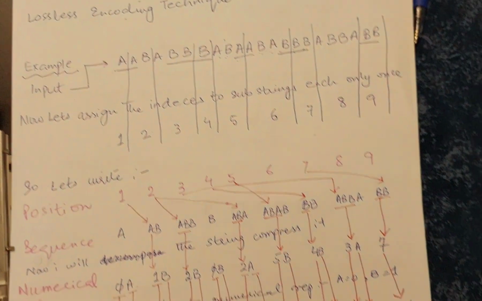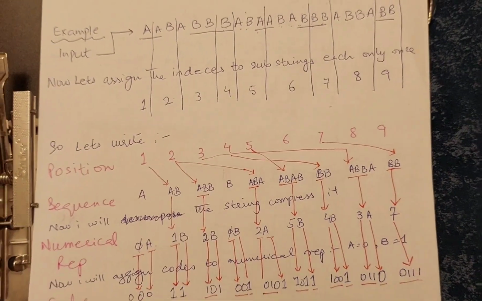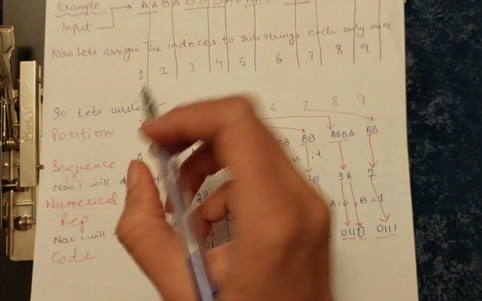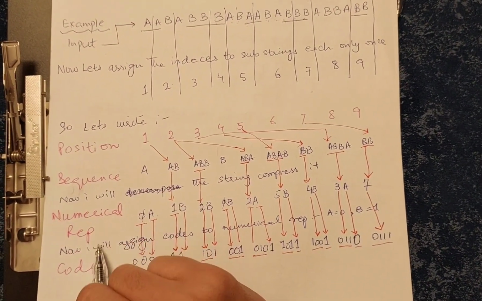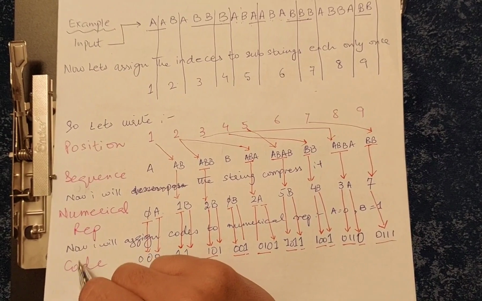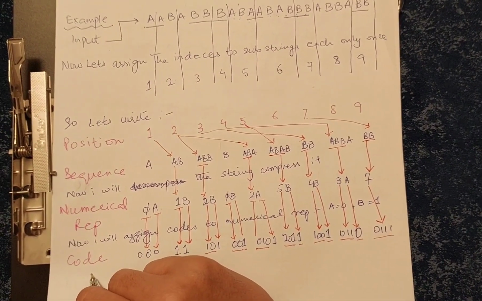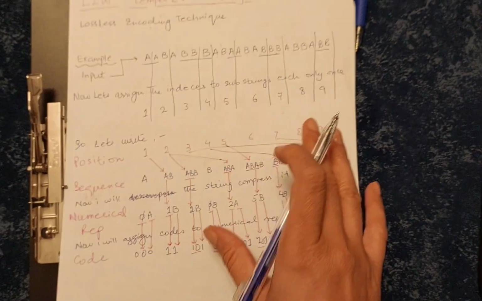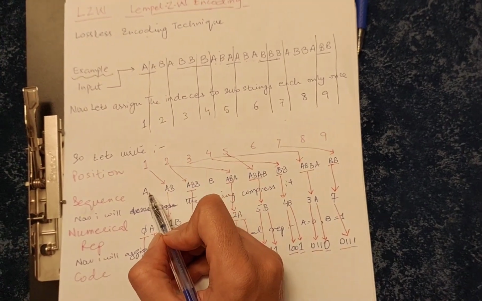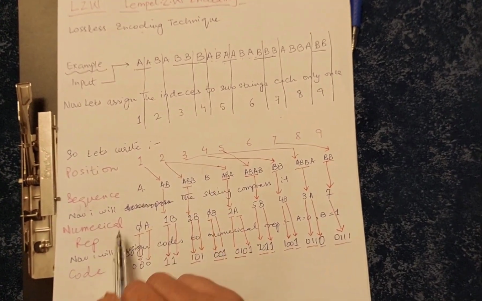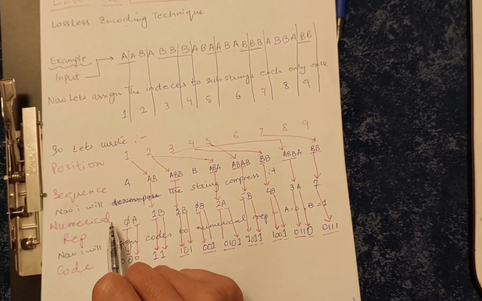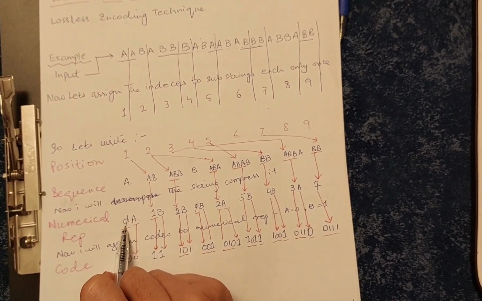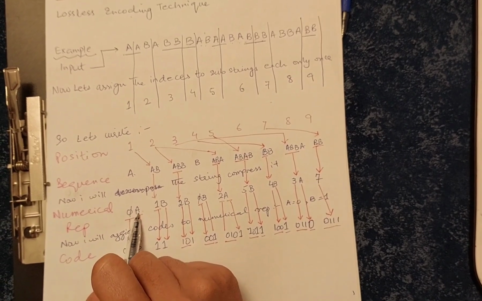Okay, so by now I have made substrings from my string, and I have assigned them index values. All right, so now let's write down the positions, the sequences and the numerical representations, and with the help of them I'm going to get my LZW codes. So first of all, for a, the numerical representation of a can be phi a, because there is nothing with a, so it is phi a.